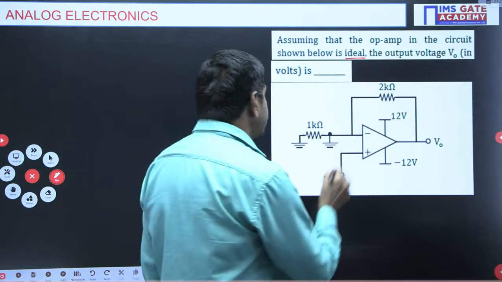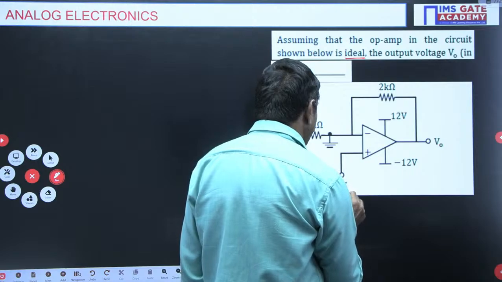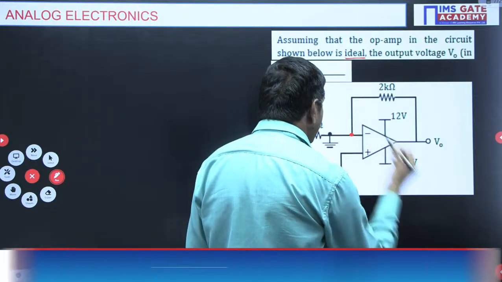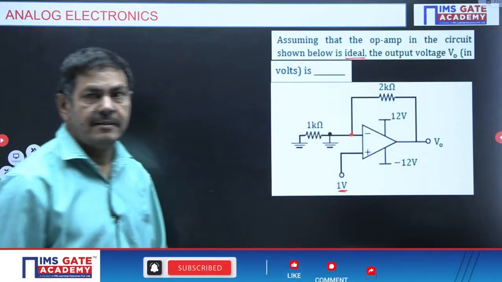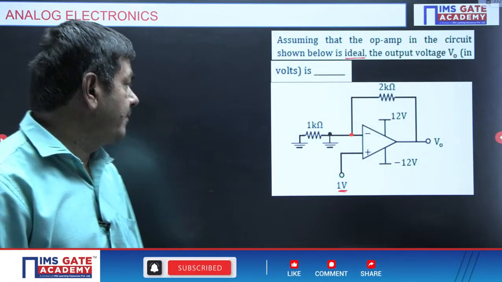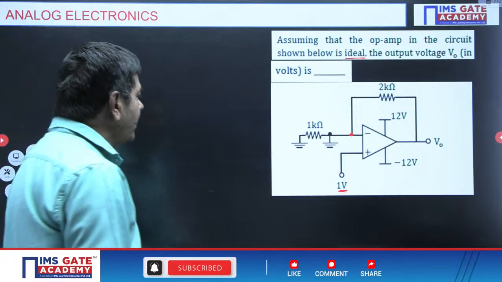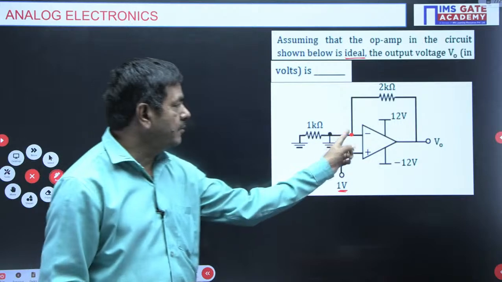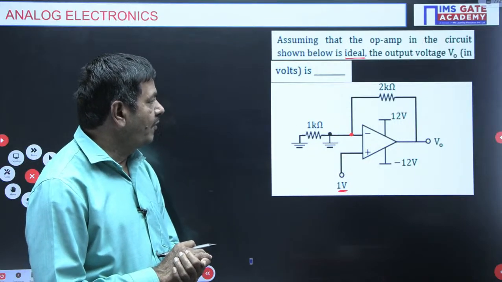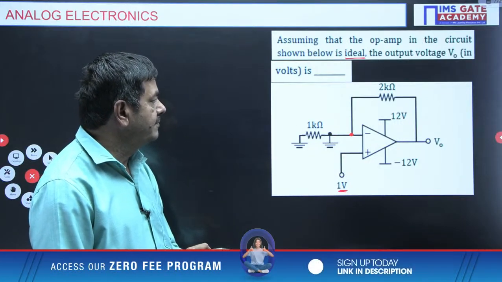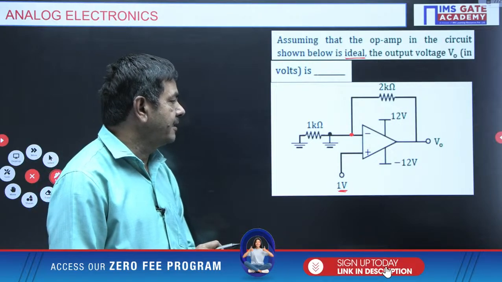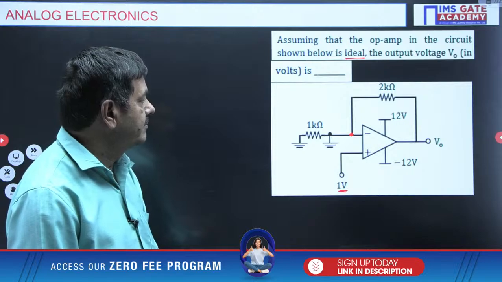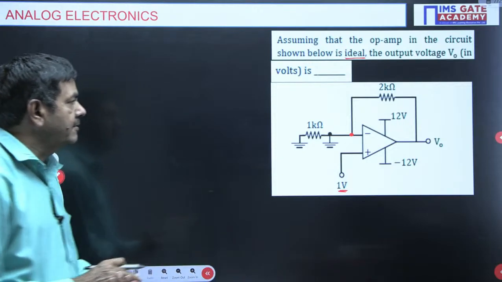And V plus is given as 1 volt. Can anybody give what is the value of V minus here? V plus is given with 1 volt. What will be the value of V minus? That's my question. What is the V minus value?